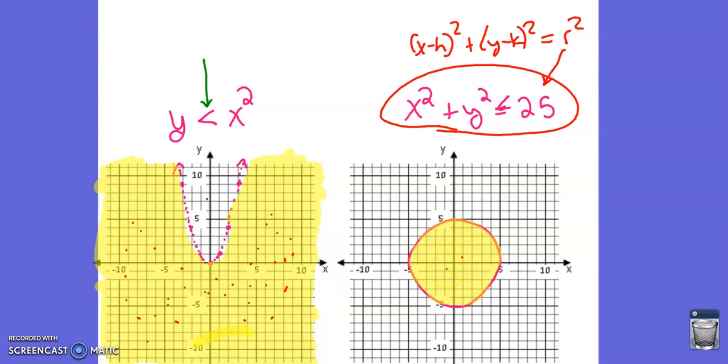If you're not sure which one, do I shade on the outside of the circle? Do I shade inside of the circle? Just pick a random point inside of the circle and see if it works. Or pick a random point on the outside of the circle and see if it works. And then you can tell if you shade on the inside or the outside. And again, it represents an infinite amount of points inside of that circle. And then also notice it's a solid line because of the equal sign.